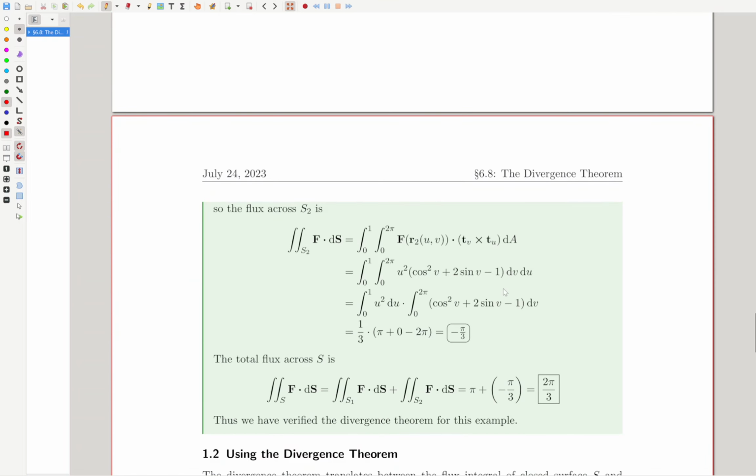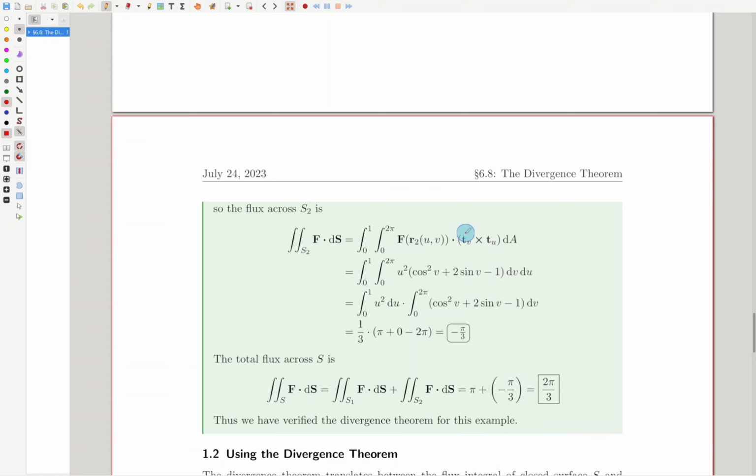We now compute the flux across S2. We compute the vector surface integral, which will become that. And again, the bounds are coming from the parameterization. So the left-hand side is technically in XYZ space. Once we've inserted the parameterization, we've flattened things out.